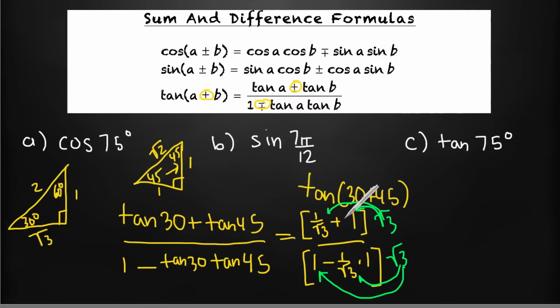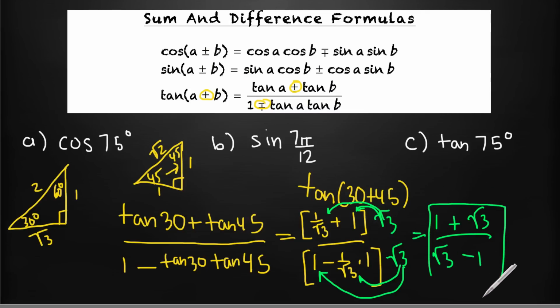So this root 3 times 1 over root 3, the root 3's are going to cancel, and that's going to leave me with 1. Plus, root 3 times 1 is root 3. On the bottom, we have root 3 times 1, which is root 3. And then root 3 times negative 1 over root 3. The root 3's cancel, and I'm just left with minus 1. And that's about as far as you need to go for these problems.